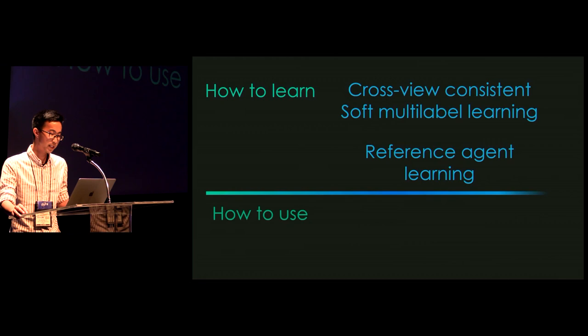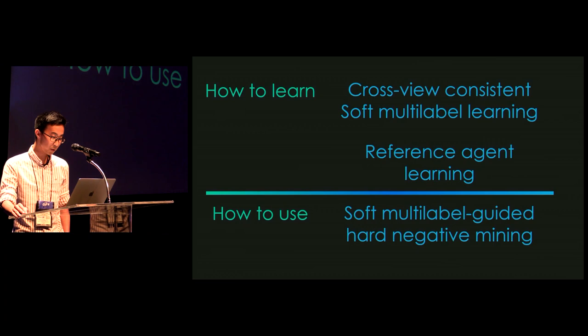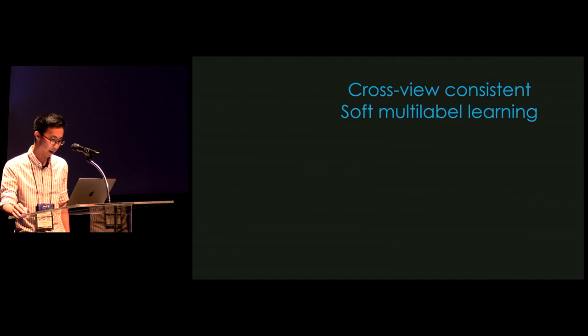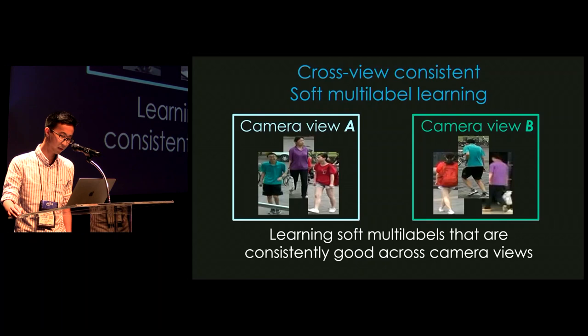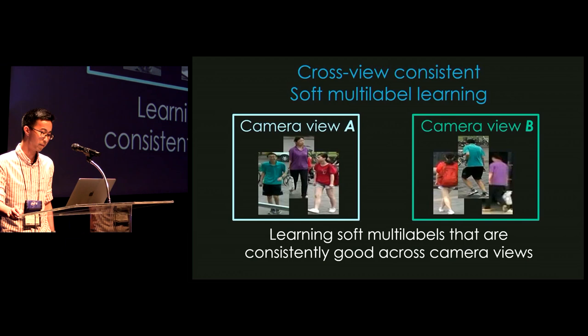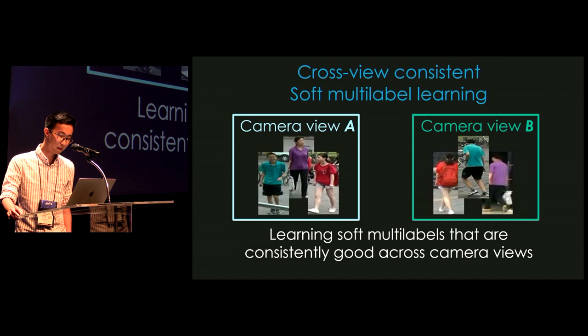With the learned soft multi-label, we use it to assign pseudo-labels for confident positive pairs and hard negative pairs. Here we highlight the cross-view consistency of the multi-label. For other parts, please refer to our poster session. Since person Re-ID is a cross-view matching problem, we aim to learn soft multi-labels that are consistently good across different camera views. In this way, the learned soft multi-labels are more reliable and comparable when we compare them in a cross-view pair.